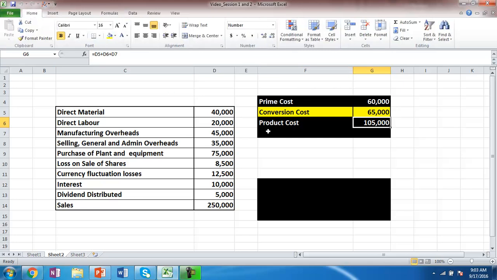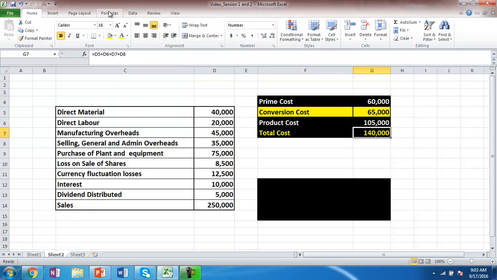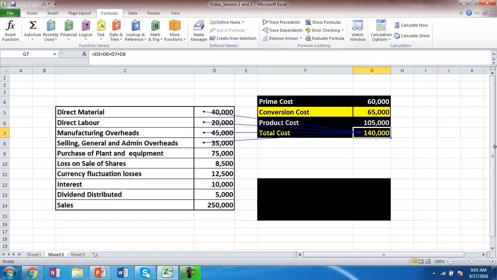And the total cost, sometimes you may come across the word total cost, to a large extent depends on for what purpose we are using it. If it is for the costing records, then we also include material, labor, manufacturing overheads, and selling, general and admin overheads. But you can see what is not included till now.